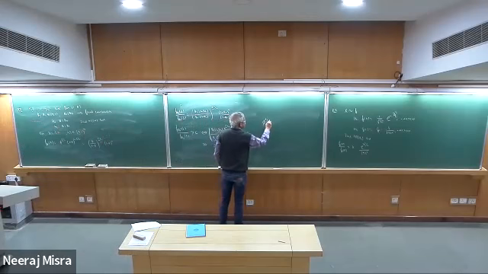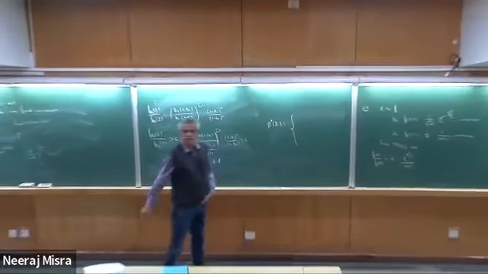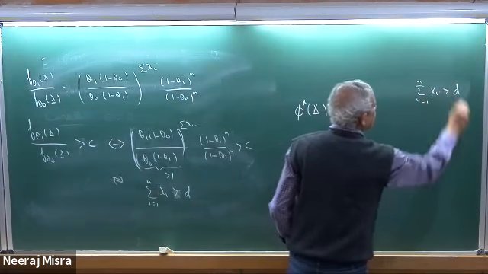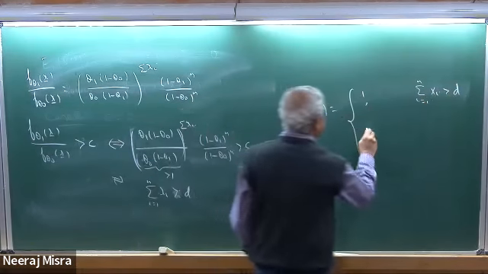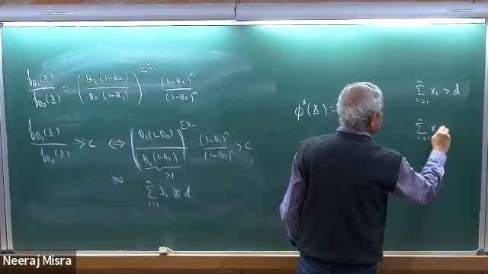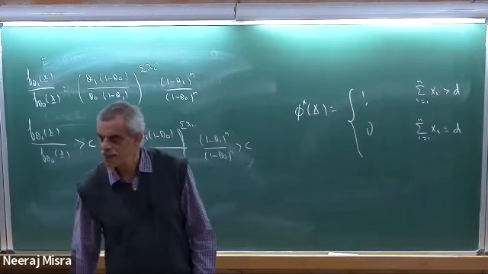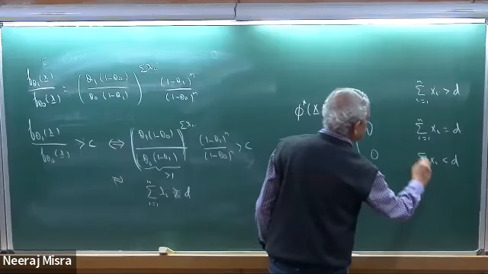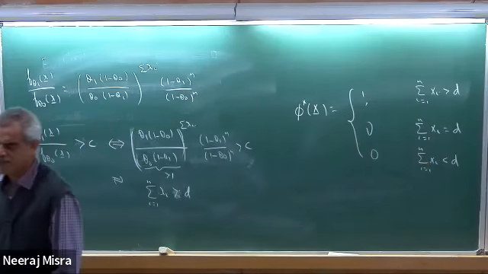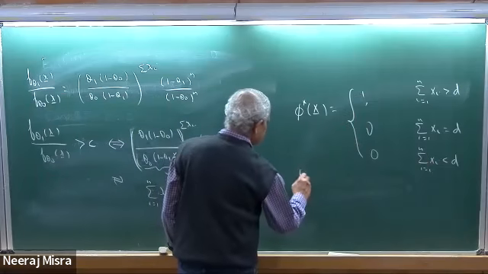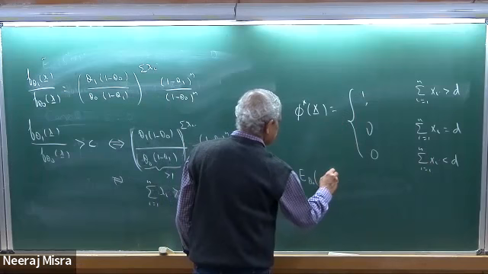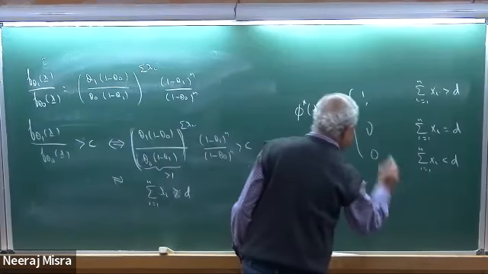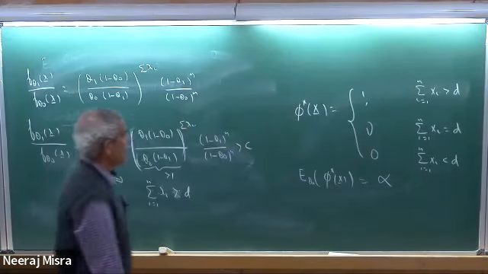Okay, so by UMP alpha, by the Neyman-Pearson lemma, my test is 1 if summation i equal to 1 to n of xi is greater than d, gamma if it equals d, and 0 otherwise. And E theta naught of phi star should be the same as alpha, exactly alpha. So what does that mean?